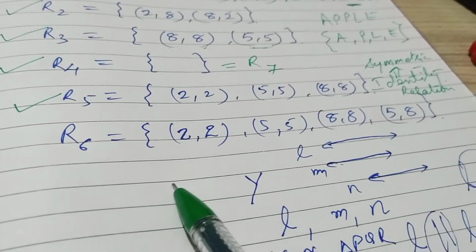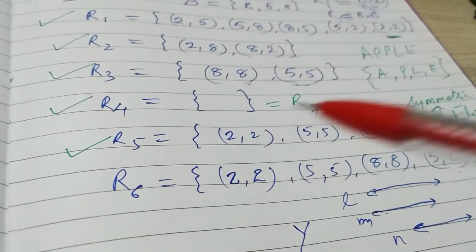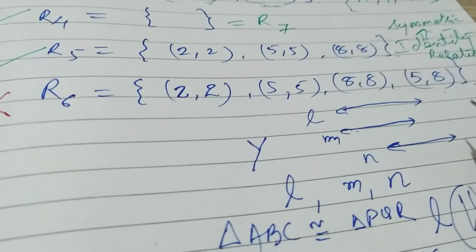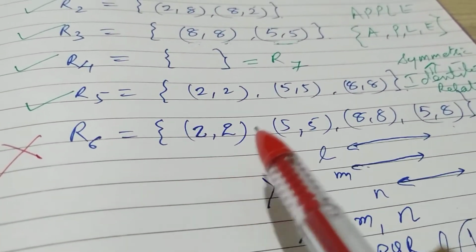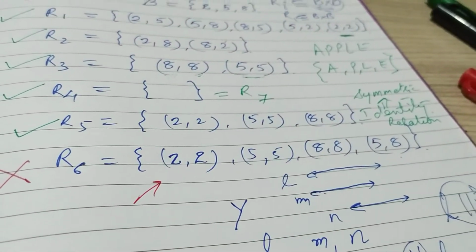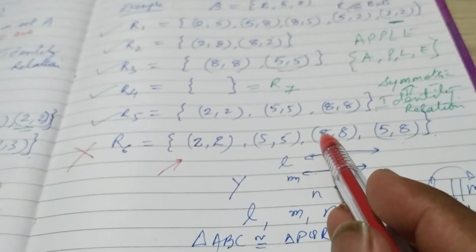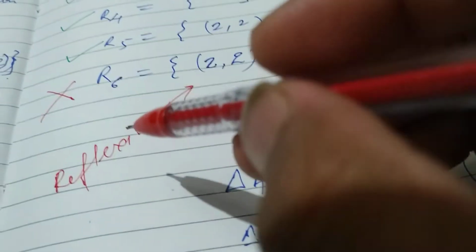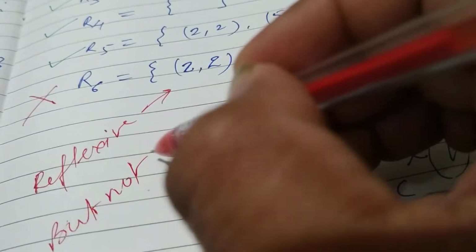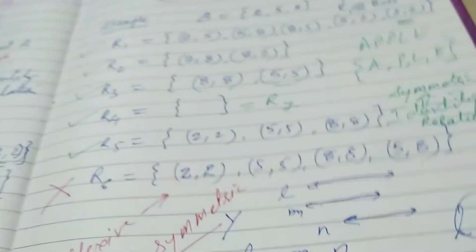What about R6: (2,2), (5,5), (8,8), (5,8)? Straight away, it is not a symmetric relation because (5,8) is present, but (8,5) is not present. So this is a best example. It is an illustration showing that every reflexive relation need not be symmetric, because this is a reflexive relation. It is reflexive, but not symmetric. It is the best example.